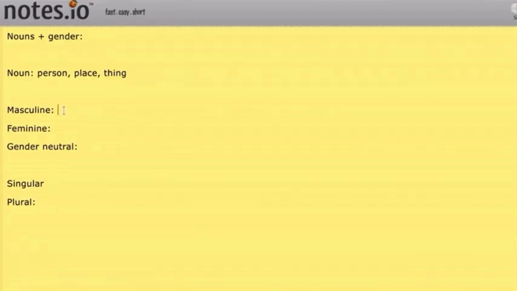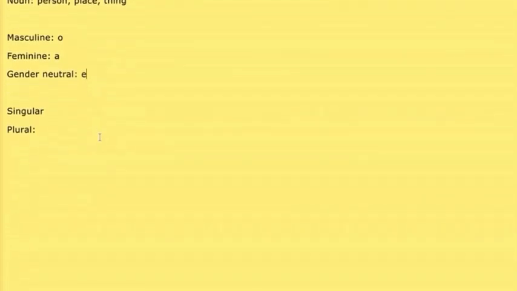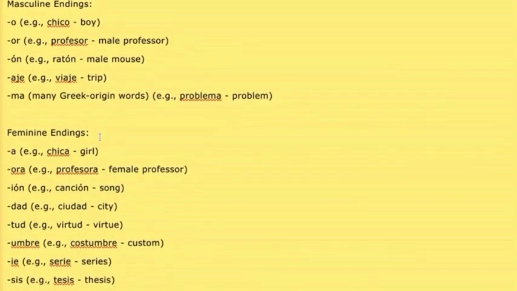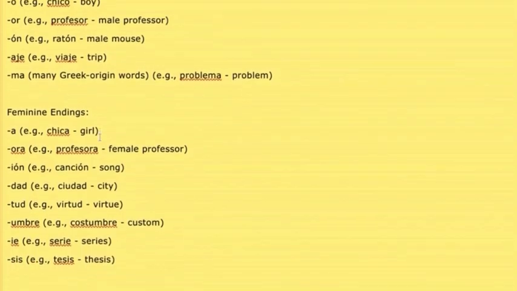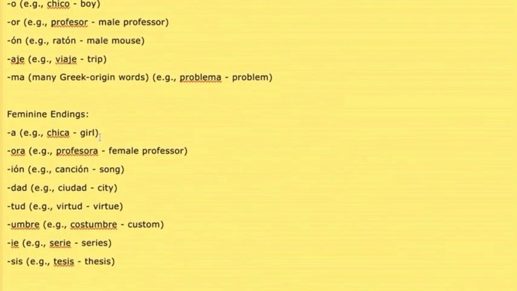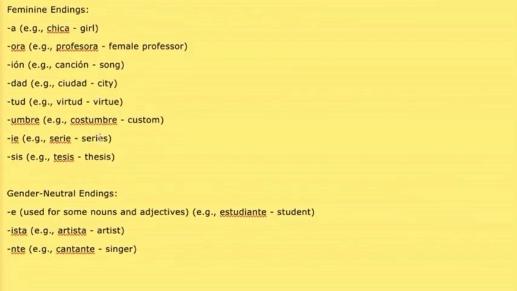So overall, in general, things that are known as guys will tend to end in O, things that are known as girls will tend to end in A, and things that are gender neutral will tend to end in E. And although these aren't the only endings, these are the most common. If you want to take a look at some of the other ones, here they are right here. But I would say about 80% of the time you'll see nouns ending in either an O, an A, or an E.